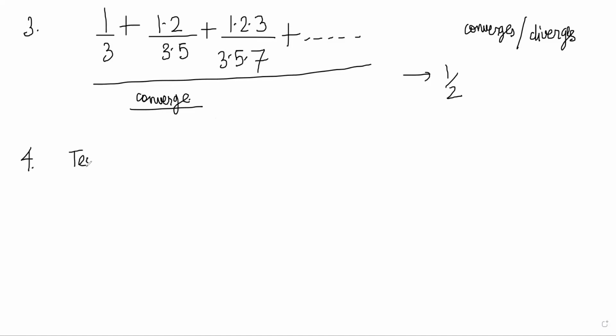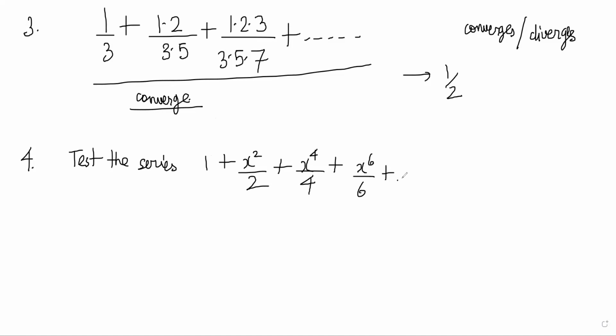You have to test the series 1 plus x squared by 2 plus x power 4 by 4 plus x power 6 by 6 and so on for convergence, for all positive values of x. Basically, you have to figure out for which values of x it will converge or which values it will diverge.